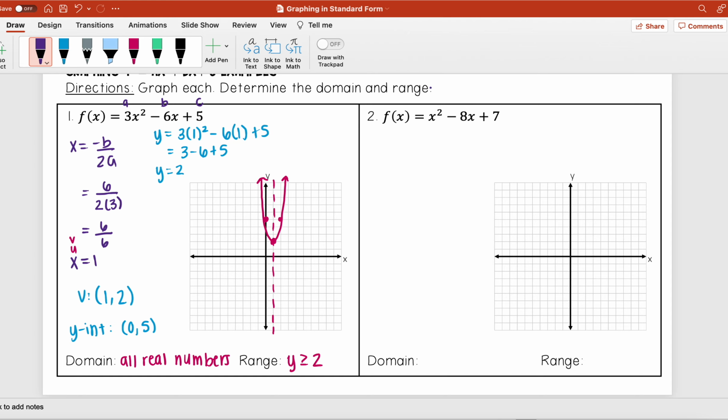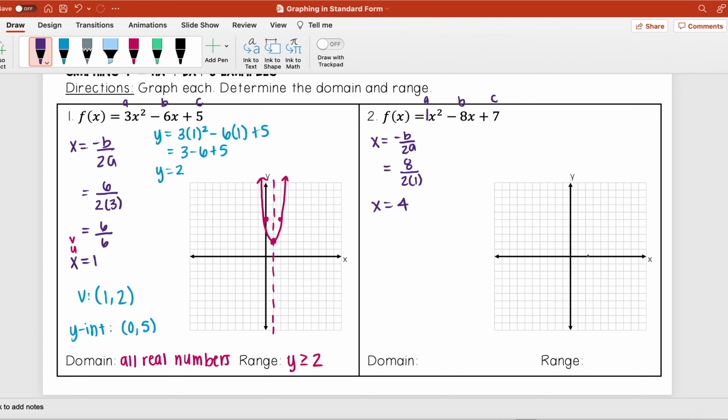Okay, let's try another one. So I have f of x is equal to x squared minus 8x plus 7. So my a value is 1, my b value is -8, my c value is 7. So finding my axis of symmetry first, I know it's going to be opposite of b over 2a. Opposite of -8 is +8 over 2 times 1. And so that means that x is going to equal 4.